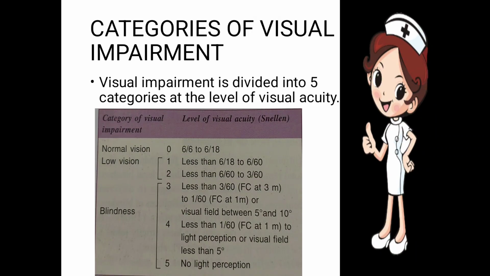So it will be less than finger counting at 1 meter to light perception, and the visual field is less than 5 degrees. So the peripheral field is less than 5 degrees. Next, category number 5 of blindness is no light perception. The patient will not be able to respond whether the light is visible or not. There should be no visibility of light in category number 5 of blindness. So these are the different categories of visual impairment.